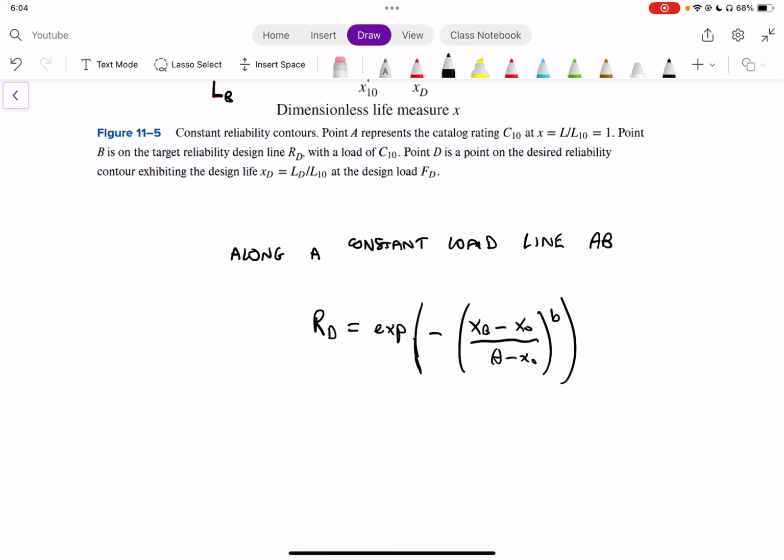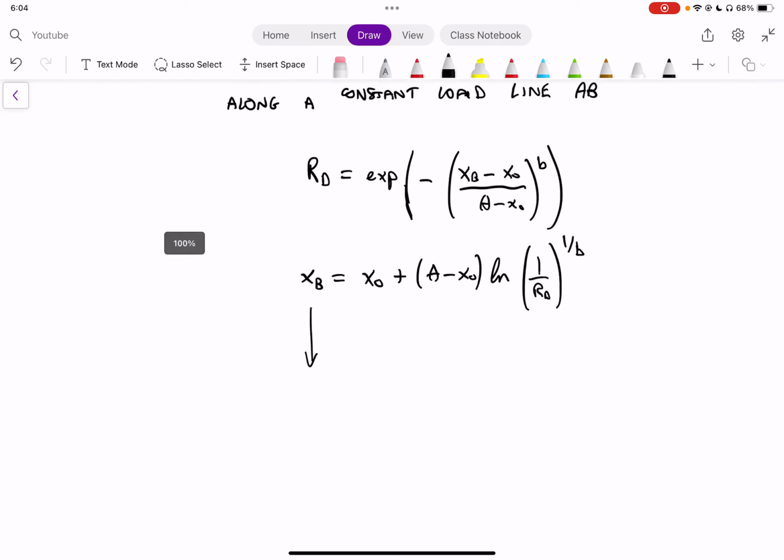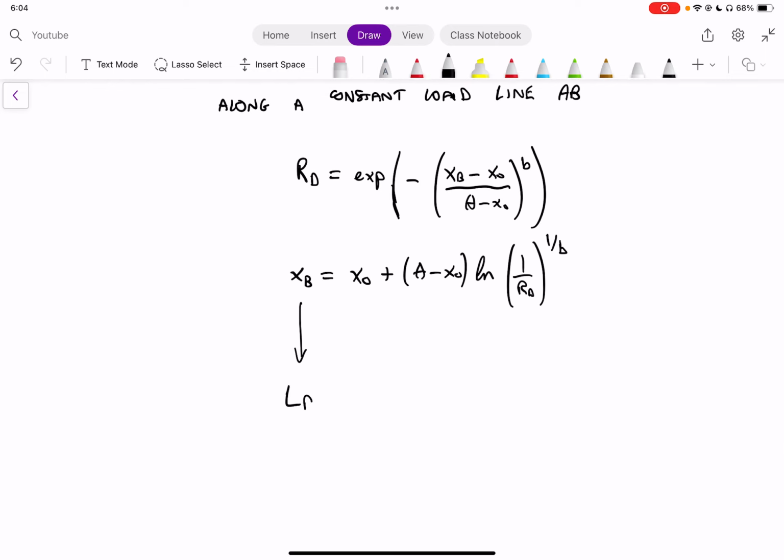We can then say, okay, my reliability desired is this much, so now I can find what my XB would be to shift what my LB would be. They're equivalent things, it's just that one is divided by L10. So I can rearrange this equation, just like we did before, to say that XB is equal to X0 plus (theta minus X0) times ln of 1 over RD to the power of 1 over B, and that will give us our value of XB, which, if we know L10, can be translated to LB. So we can find our life at point B.